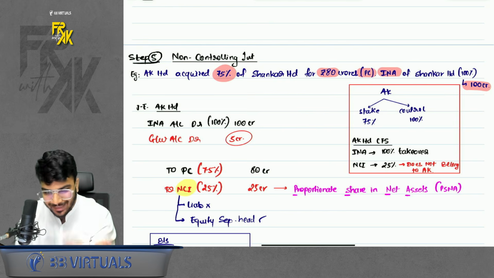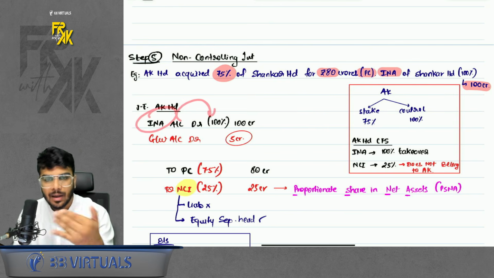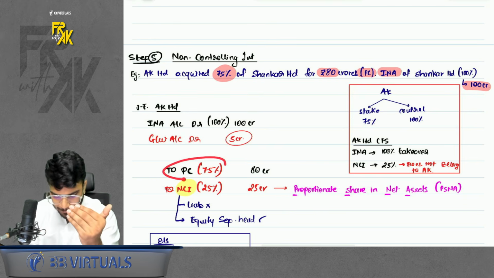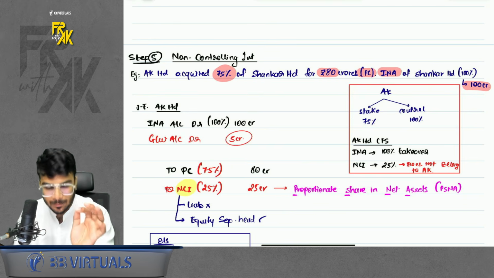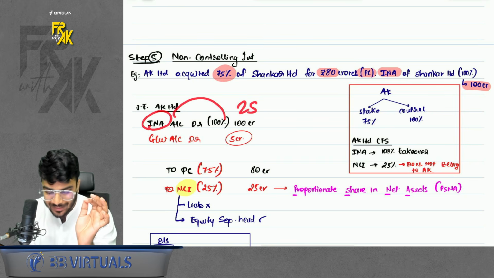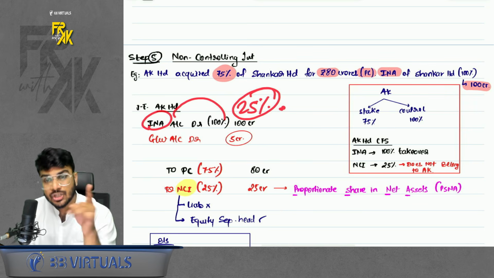Okay. So when you take over the INA, you take over 100%. But you have paid PC only for 75%. Na? That means you are recording extra INA of 25%, that you did not acquire, still you are recording it.